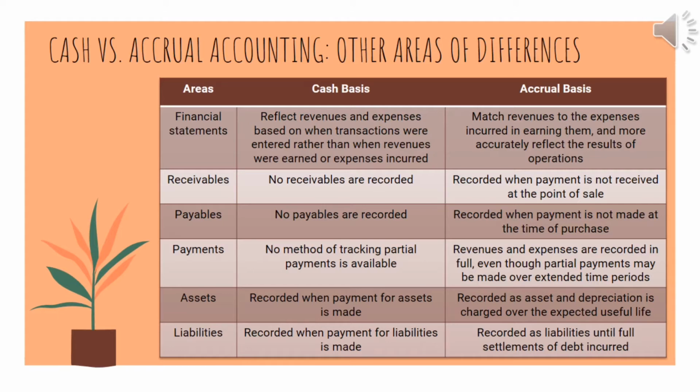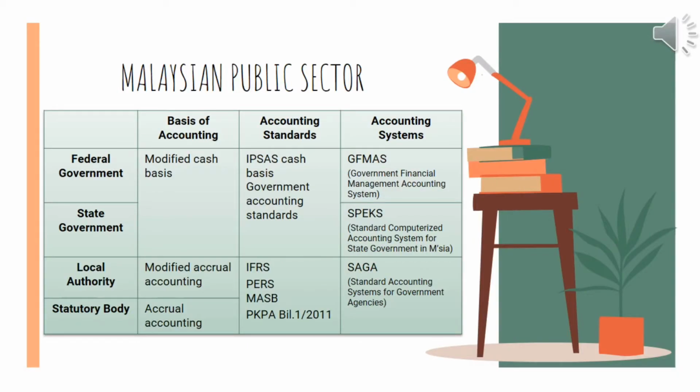Revenues and expenses are recorded in full. Assets are recorded and depreciated over the expected useful life. Liabilities are recorded until full settlement of the debt incurred. Currently, federal and state governments use modified cash basis. Local authorities use modified accrual accounting, while statutory bodies use accrual accounting in preparing their financial statements. The use of different bases of accounting has resulted in different accounting standards and accounting systems.